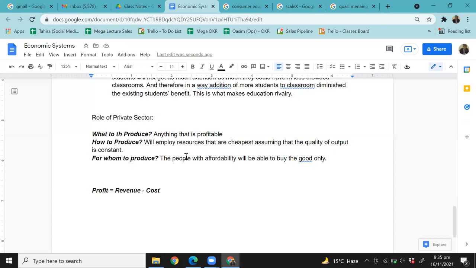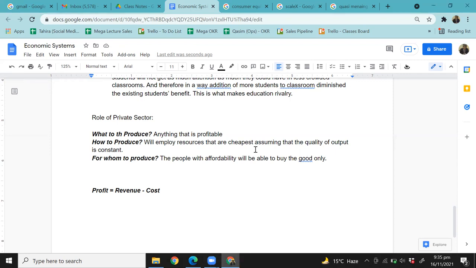So if I go to the shop and today I want to order 2,000 cans of Coca-Cola, would they refuse me? No, right? As long as I can pay, they don't really care what I do with that product. Whether I drink it or distribute it for free, they don't care. They have gotten their money. But if I cannot afford a can, they will not even give me one, because that's how it works, right? It's a paid thing. So the people with affordability will be able to buy the good only.